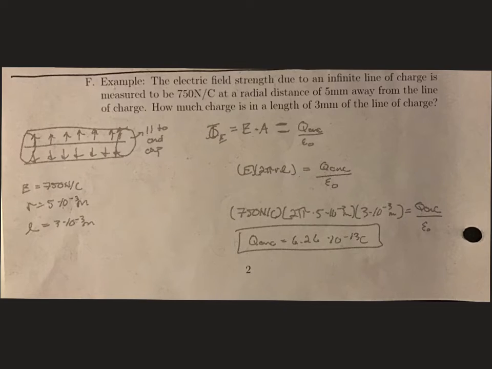So in this example problem, we have an electric field strength due to an infinite line of charge measured at 250 newtons per coulomb at a radial distance of 5 millimeters away. And we want to know how much charge is in the length of 3 millimeters of the line of charge. So we're going to get out Gauss's law, the idea that the flux is equal to the electric field dotted with the area, which is equal to Q enclosed divided by epsilon naught.